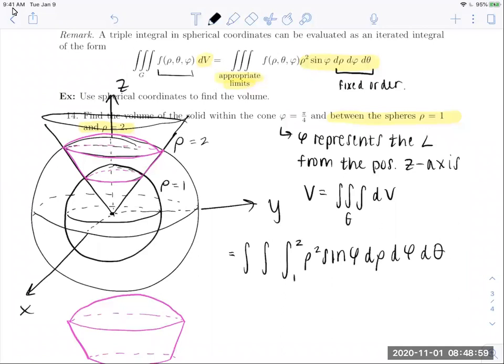All right, what about d phi? Remember, phi is going to be that angle from the positive z-axis. We want the pieces inside that truncated cone, all the way ranging from phi equals 0 out to phi equals pi fourths.